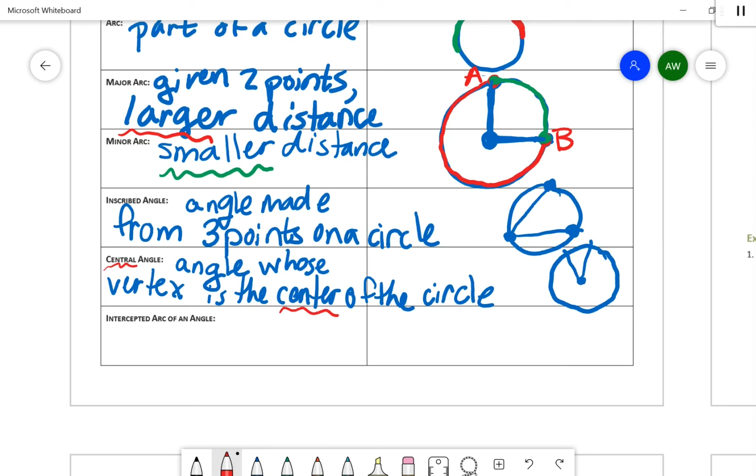Now, an intercepted arc of an angle, this is the last vocabulary word we are going to go over today.